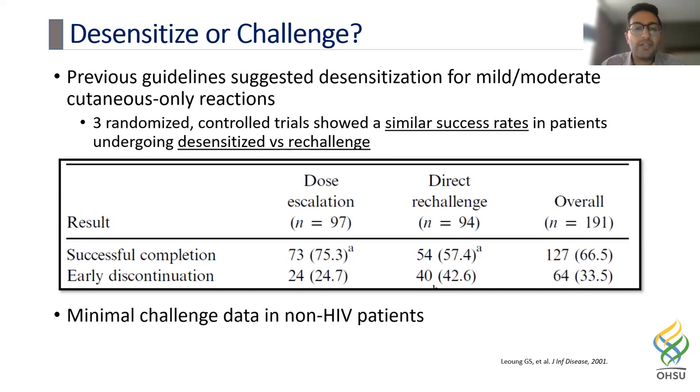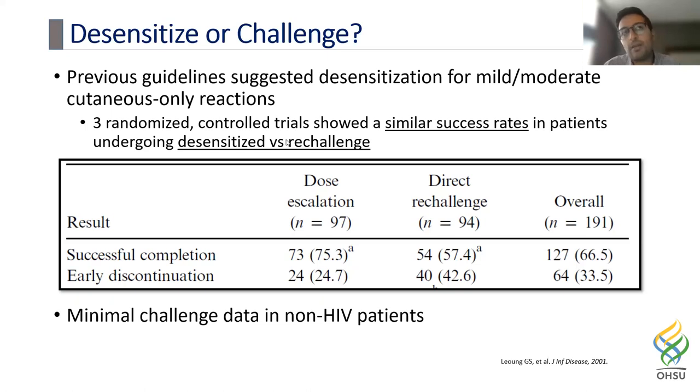There have been 3 randomized trials. And in these, they showed really similar success rates in patients undergoing this desensitization or dose escalation versus rechallenge. Okay, that sounds great. However, there's just one trial that is kind of an outlier. And this is Leong et al. What they showed, in still relatively small numbers, 100 in each group, was that the group that had the slow dose escalation versus the direct challenge was able to stay on the medication longer over time, even though initially, right immediately afterwards, the success rate in tolerating the sulfonamide antibiotic was the same, right around 92-93%. But over time, those patients that had the direct challenge ended up discontinuing earlier.